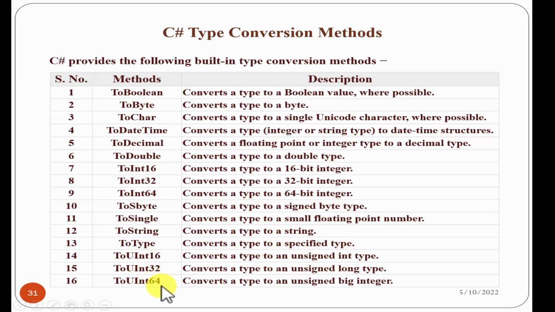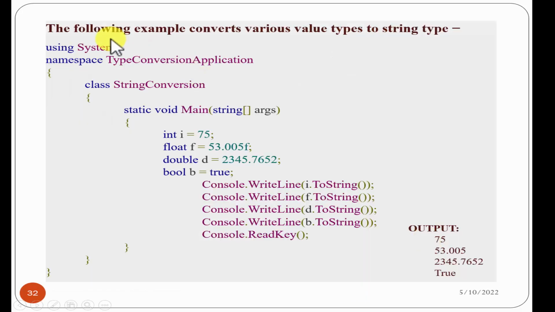And here as well, uint64, the big integer, will also have all the values to be stored as a positive integer. Next we will see the example. In this example, convert the various value types to a string type. This example is very simple, and in this example we are just going to discuss how any type of variable can be converted to the string type. So you should not be confused in the future.